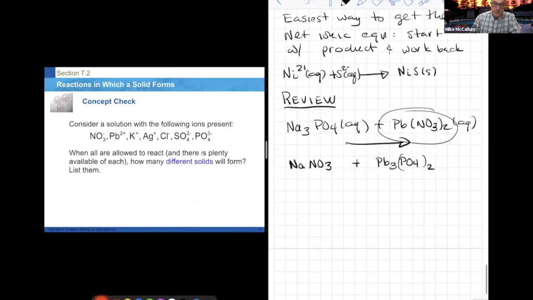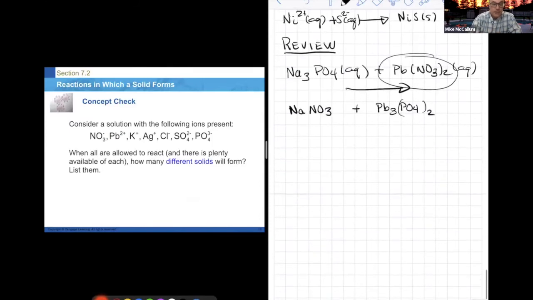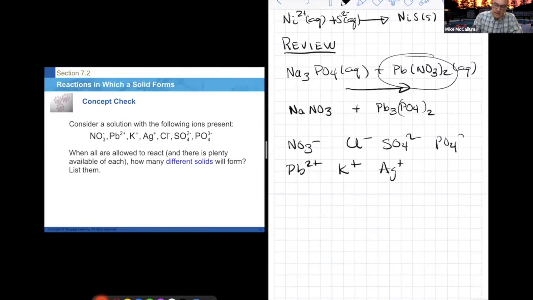Okay, here's another review question. Consider a solution with nitrate. I'm just going to write these down over here. Lead 2, potassium, silver ion, chloride, sulfate, and phosphate. When all are allowed to react, and there's plenty available of each, how many different solids will form?